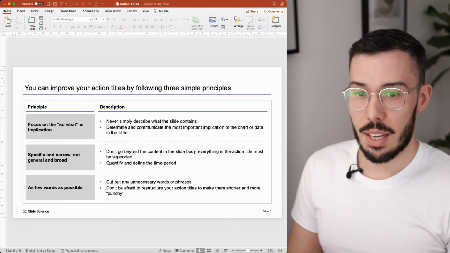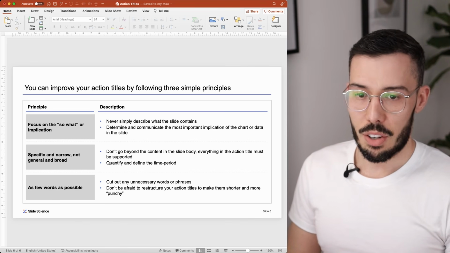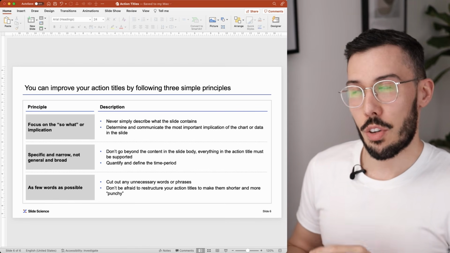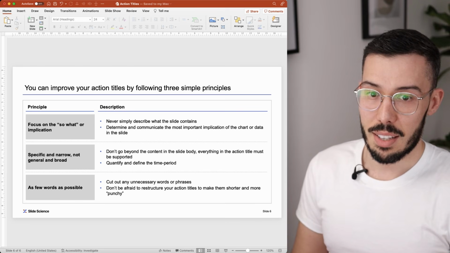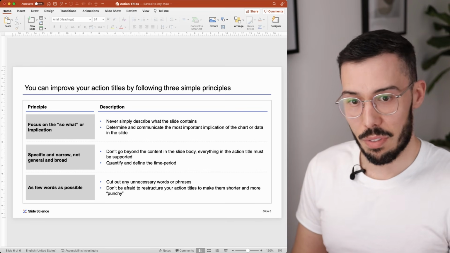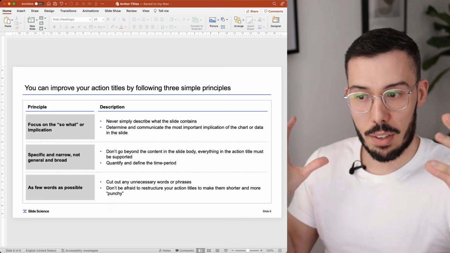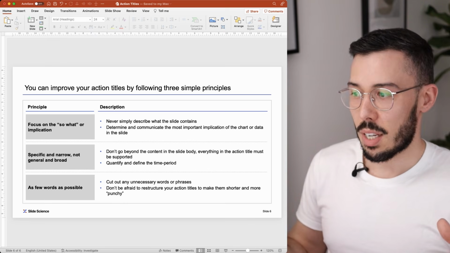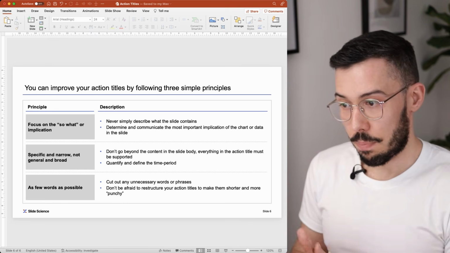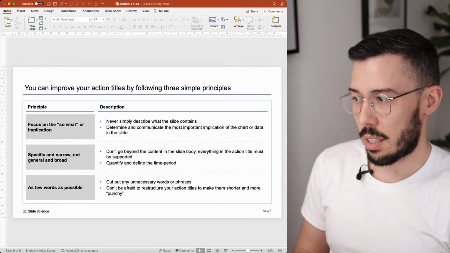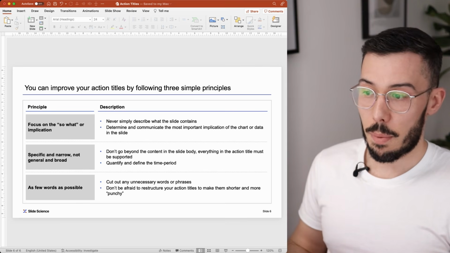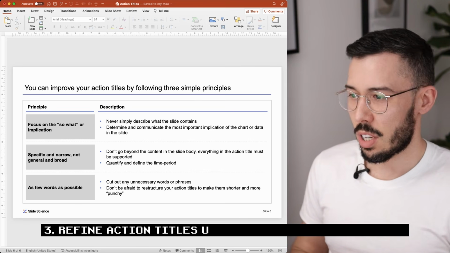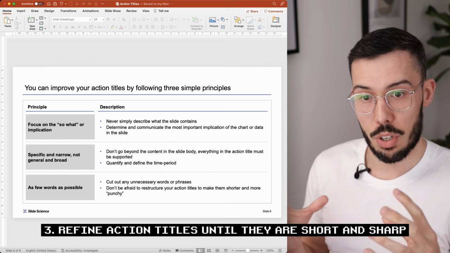And the third principle is as few words as possible. Action titles, when you write them for the first time, can be really wordy. I've been writing action titles for literally years, and I still need to do revisions of them to take really long-winded action titles, cut them down and make them really punchy. So my advice on this one is figure out the implication, get it down on paper as a first draft, and come back later and cut out words, restructure your sentences to make it as short and sharp as possible. I hope you found that useful.